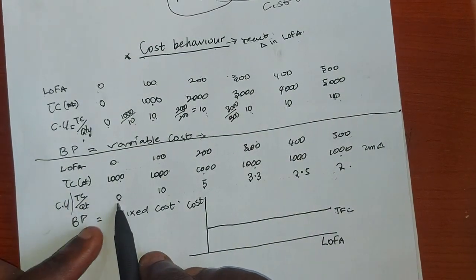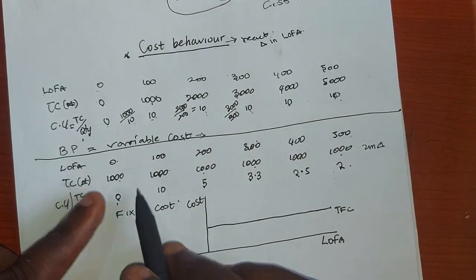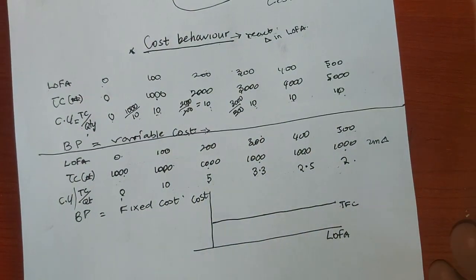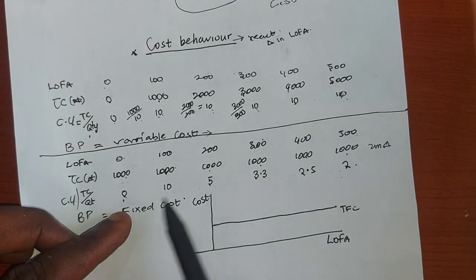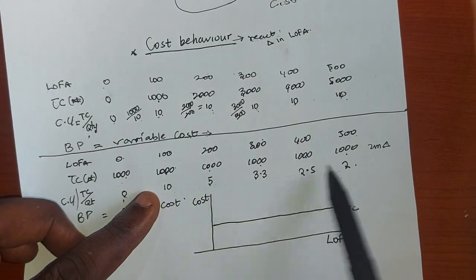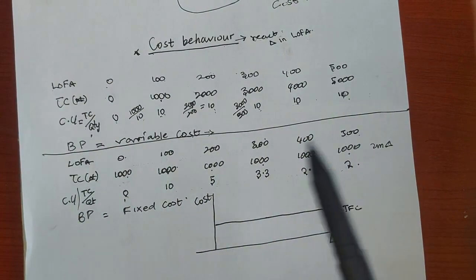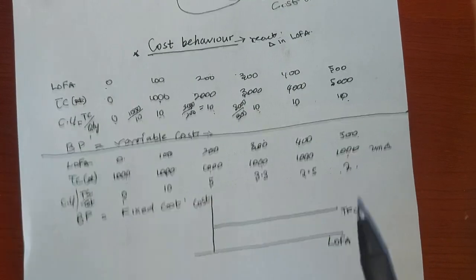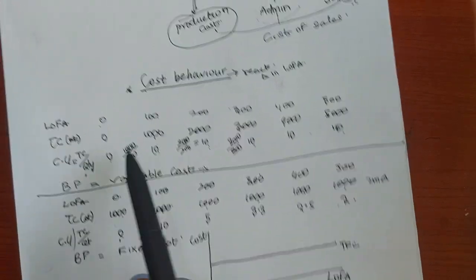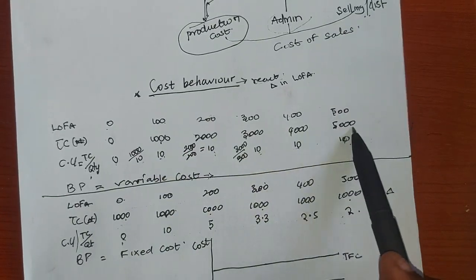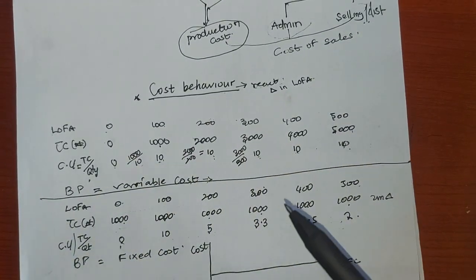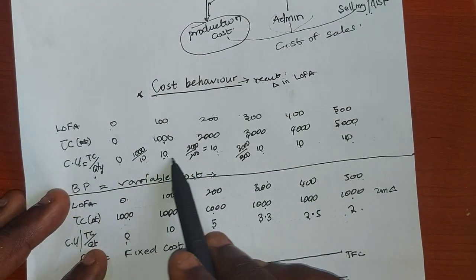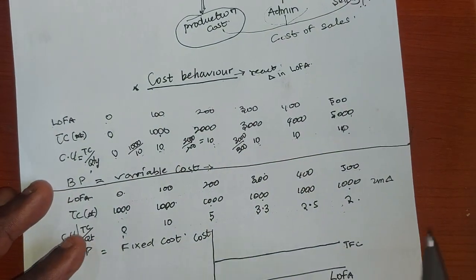But what is fixed cost? Fixed costs are costs that remain unchanged as level of activity increases or changes, such that fixed cost per unit reduces as level of activity increases. You will see that as this increases, the fixed cost per unit reduces, unlike variable cost that changes in the same proportion, in the same percentage. That's why we have variable cost per unit to be constant.